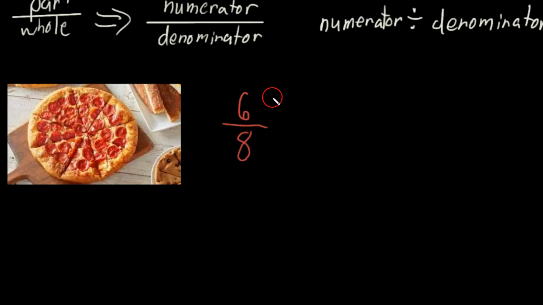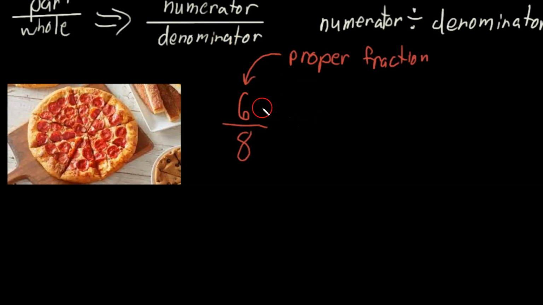And this is called a proper fraction. What makes this a proper fraction is that the numerator is less than the denominator. Whenever the numerator is less than the denominator, it is known as a proper fraction. And with this particular proper fraction, both the numerator and the denominator have common factors. So we can simplify this fraction.